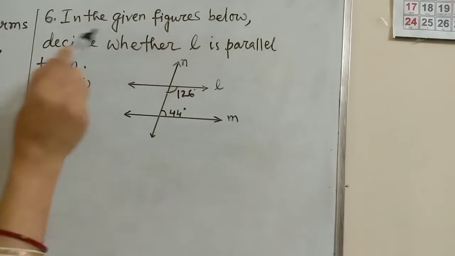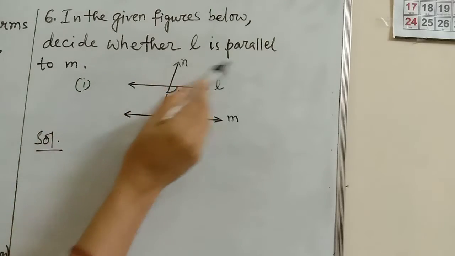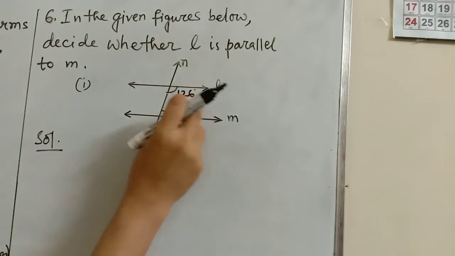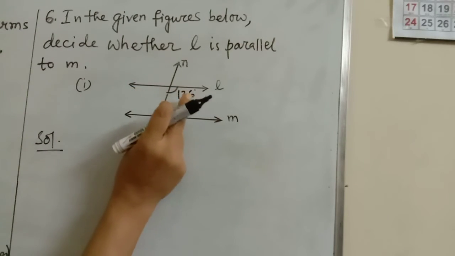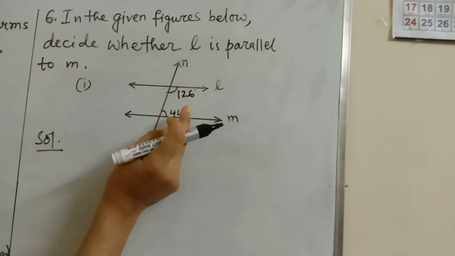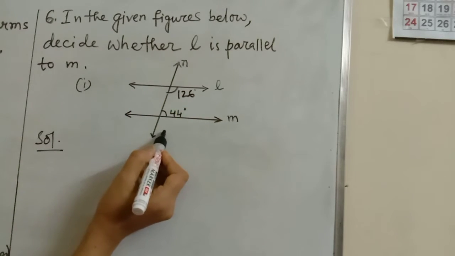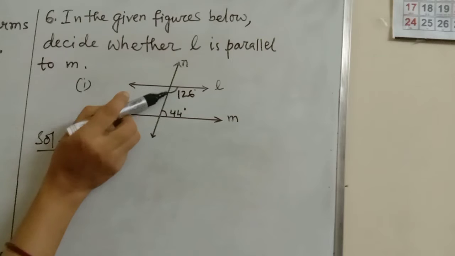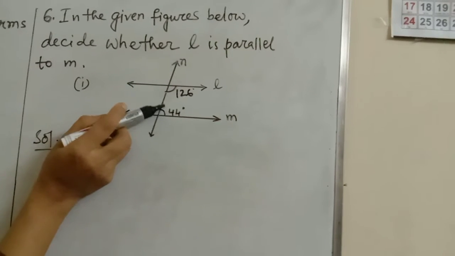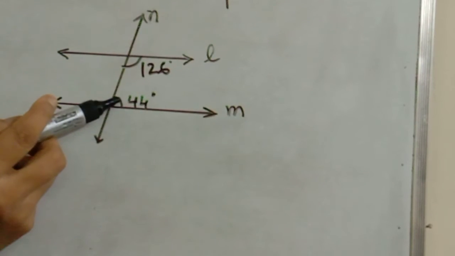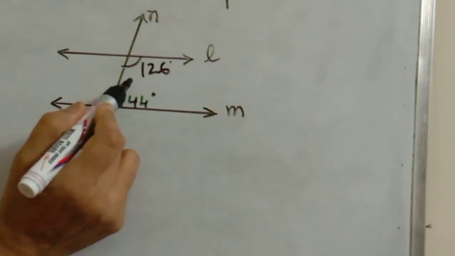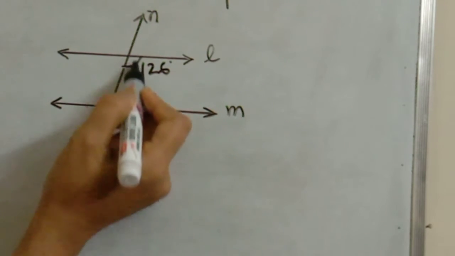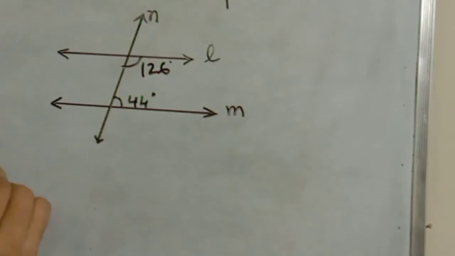Now in question number 6, in the given figure below, decide whether L is parallel to M or not. See these two lines L and M. Don't go with this diagram. The diagram may or may not be showing parallel lines, but you have to write the reason. Are they parallel or not? These two angles are given. You know that these two angles are interior angles on the same side of the transversal, which is known as consecutive interior angles, co-interior angles. If the co-interior angles are supplementary, then the lines are parallel. So see, the values of the co-interior angles are given here.